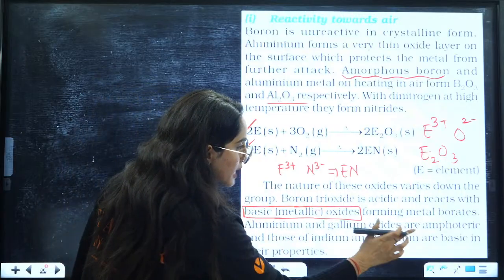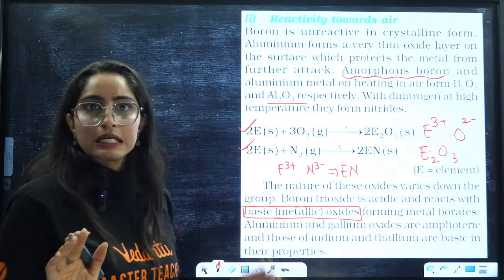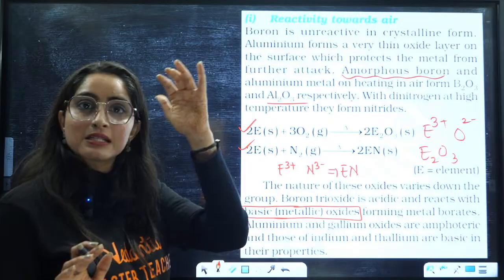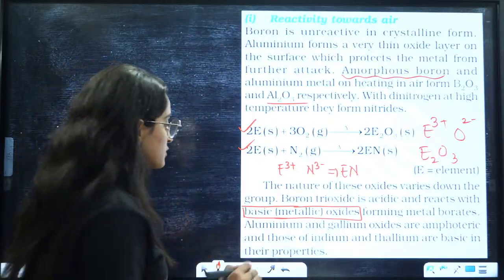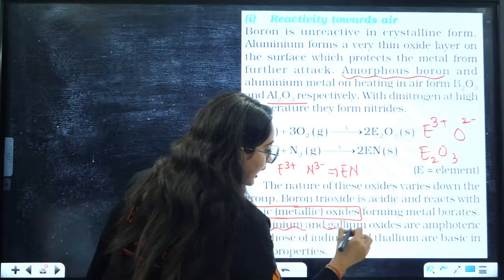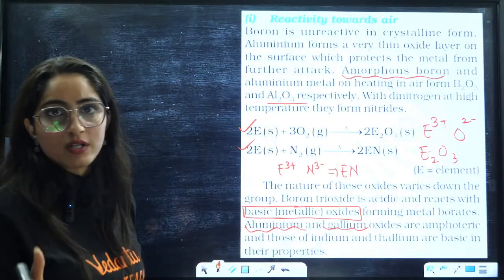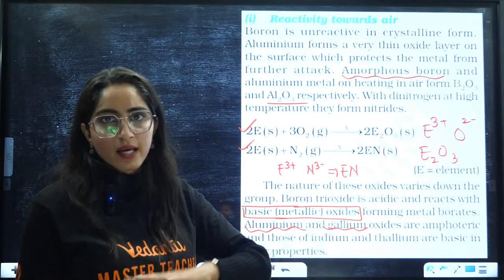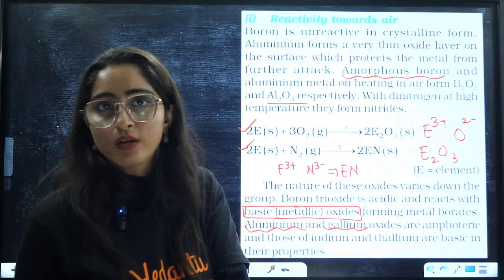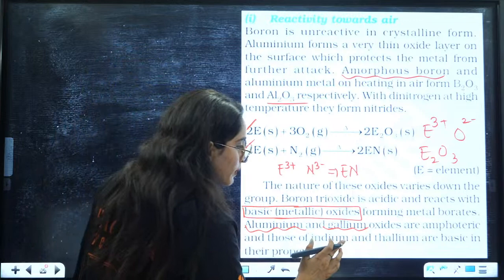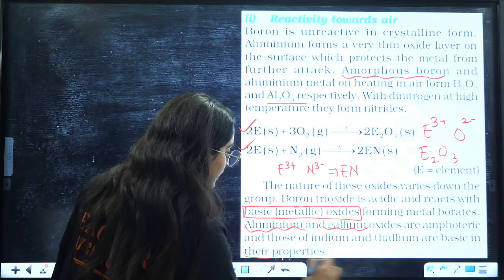Aluminium and gallium oxides are amphoteric, right? Down the group, the metallic character is increasing. From non-metal to metal they are going. That is why aluminium and gallium will form amphoteric oxides. They are not acidic, not basic. They can behave as an acidic oxide, and also as a basic oxide, right? The oxides of indium and thallium are basic in their properties.